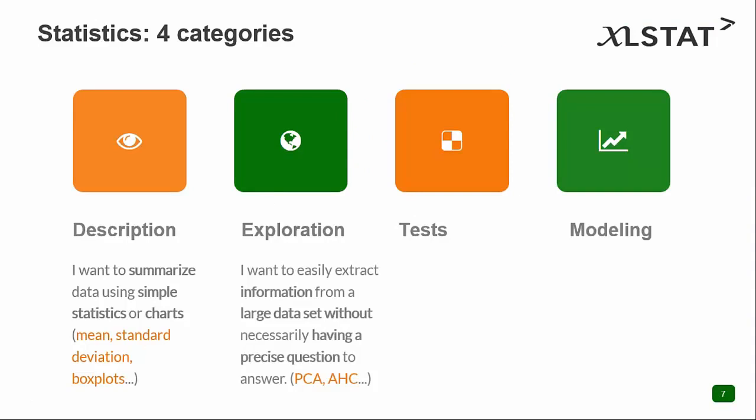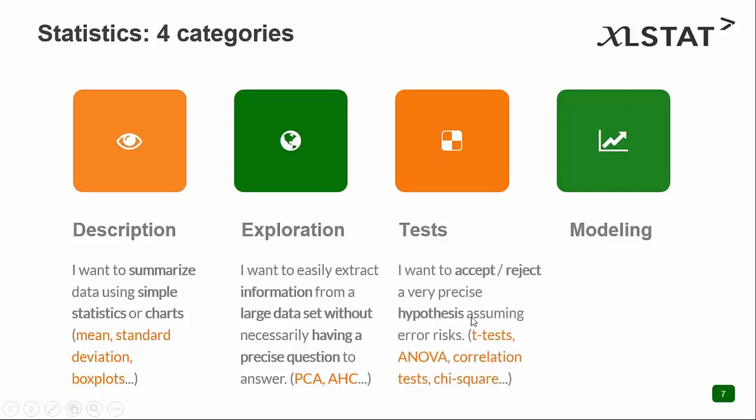And those methods, those techniques, let you easily extract information from a large data set without necessarily having a precise question to answer. So they give you a big data set with 10 columns, 20 columns, I don't know. And you just dive into this data set using techniques such as PCA to extract information you're not necessarily expecting. Just fish for information. So this will be the main topic of today's webinar.